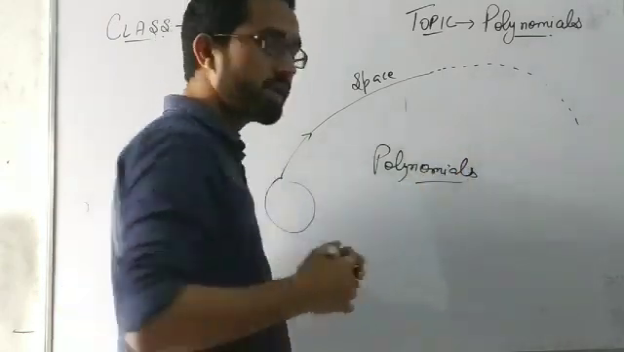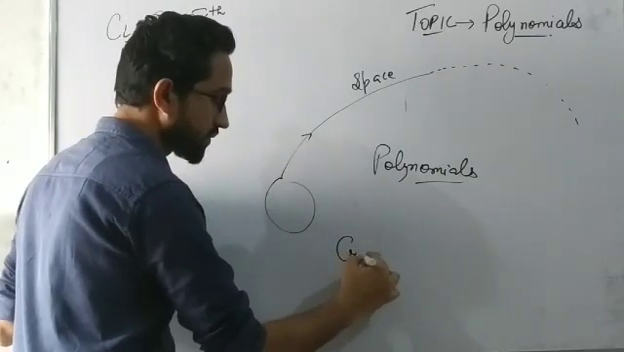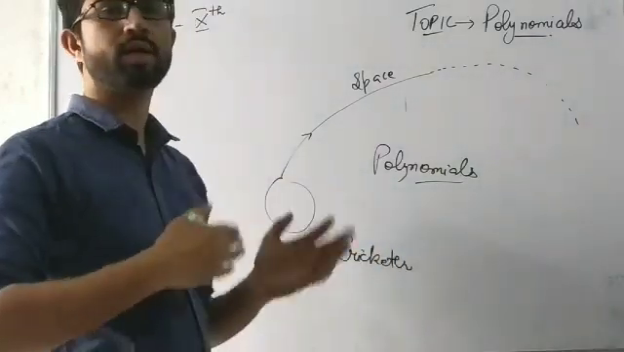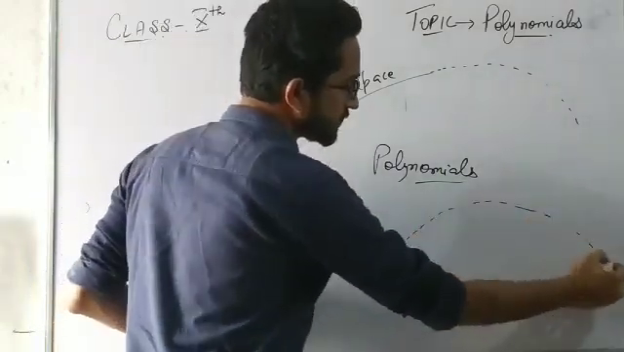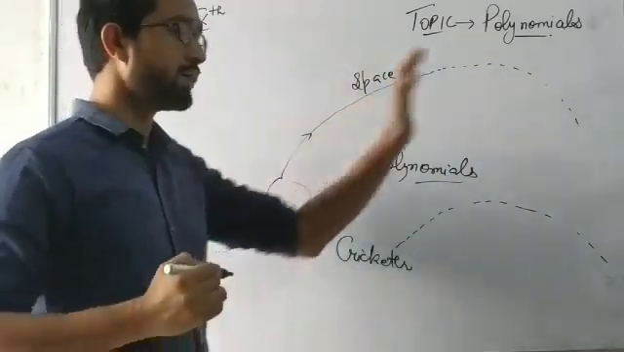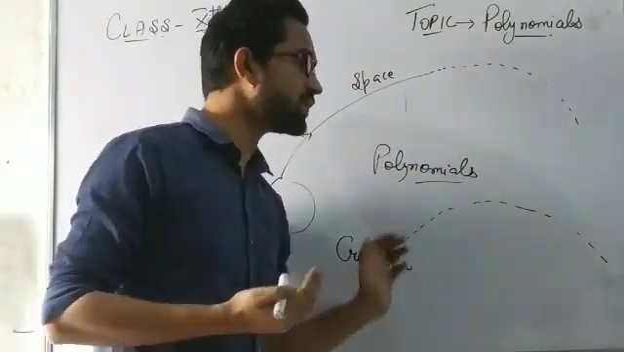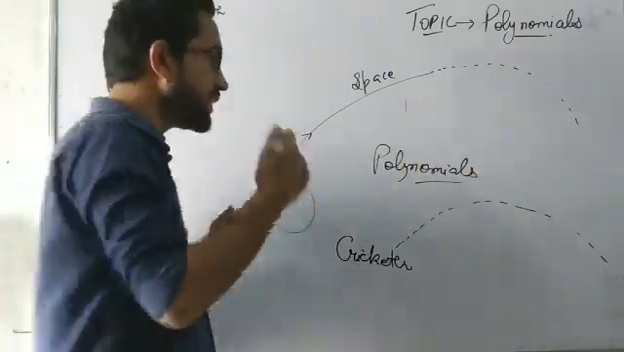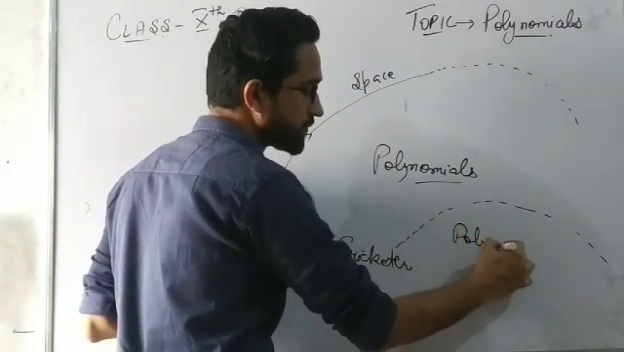Okay, so we can take one more example. Suppose a character is there. That person is hitting the ball in the air, let's say like this, and the ball goes like this. The ball will be covering the path like this. So if we want to study this path, where the ball will go or how much time it will take, for that also we need polynomials.